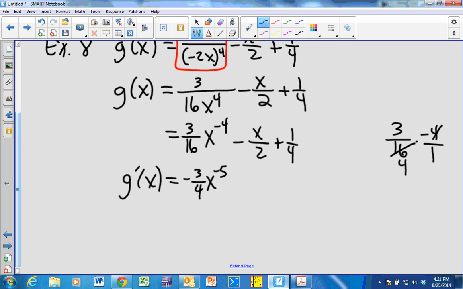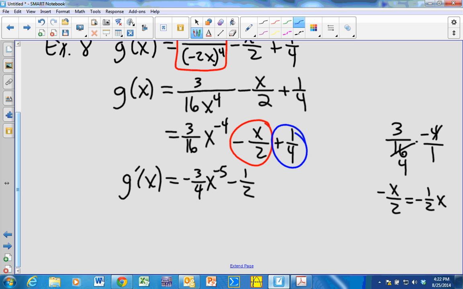Now, when we get to this next term, realize that negative x over 2 is the same thing as just saying negative 1/2 x. So this derivative is just negative 1/2. And then when you get here to the constant, that derivative is 0. And so now we have our answer. So this is g prime.